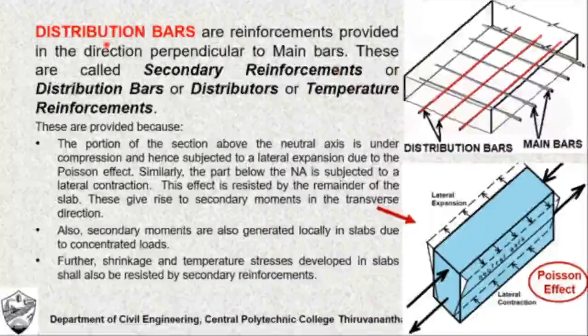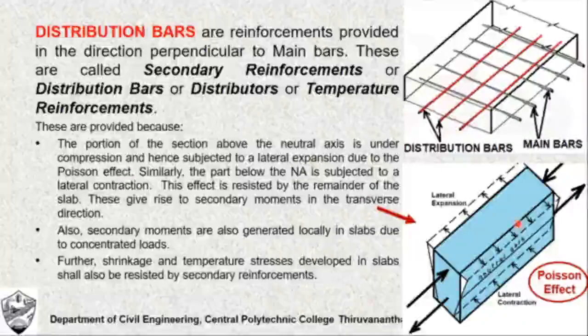Why? We call distribution bars secondary reinforcements, or distribution bars, or distributors, or temperature reinforcements. Distribution bars are provided for different reasons. What are they? The portion of the section above the neutral axis is under compression and hence subjected to lateral expansion due to Poisson effect. So what does it mean?